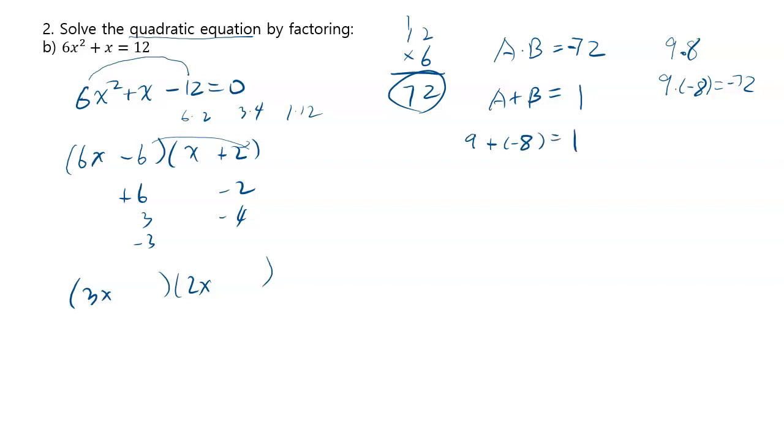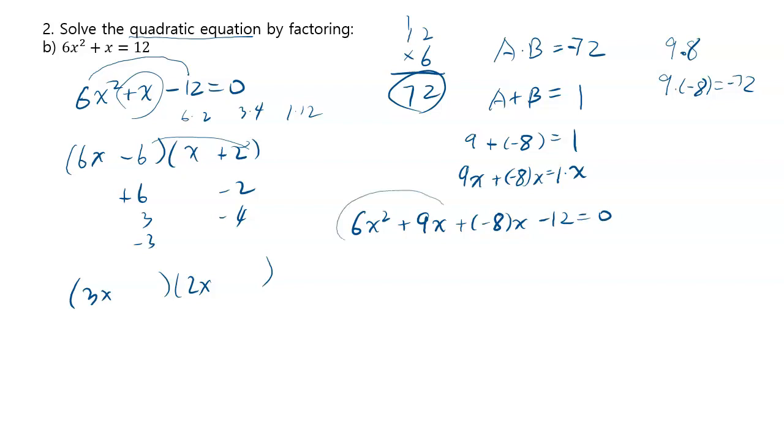So now what you want to do is replace that 1 as 9 plus negative 8. Since a is 9 and b is negative 8, replace it like that, and replace your x, which is 1 times x. There'll be 9x plus negative 8x. Alright, so you take this thing in the middle, you replace it with this, and let's see what we get. We get 6x squared plus 9x plus negative 8x minus 12 equals 0.